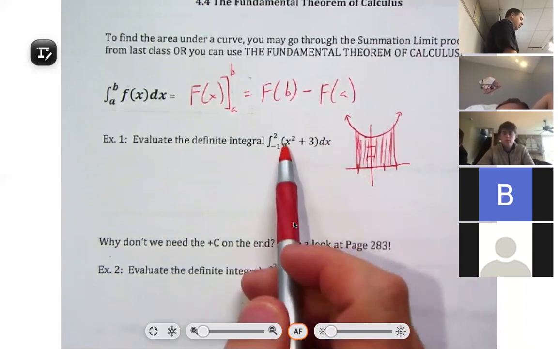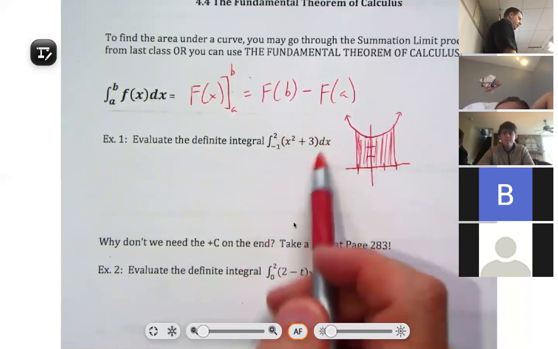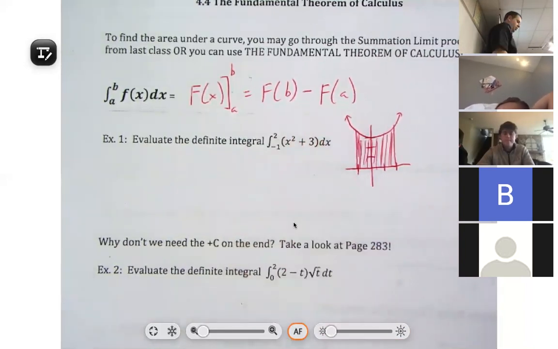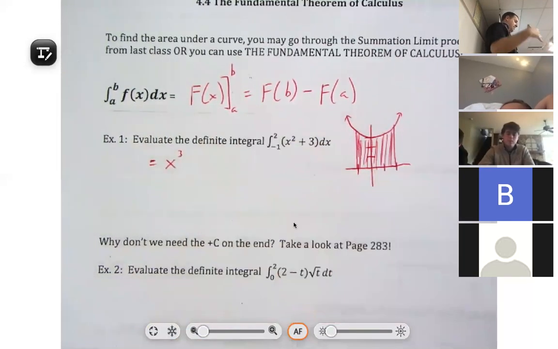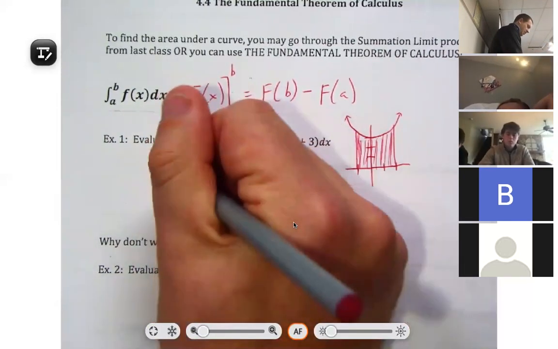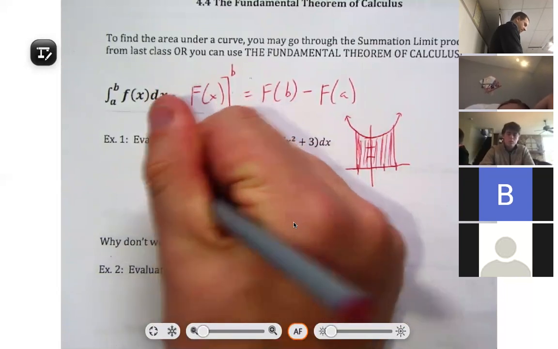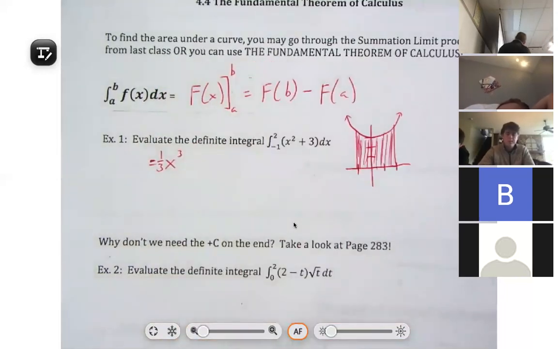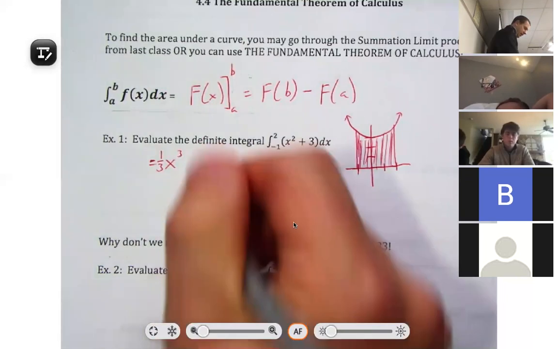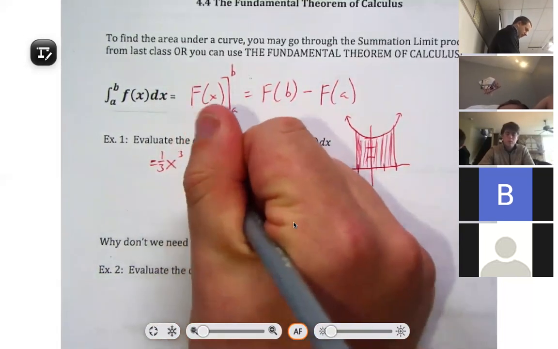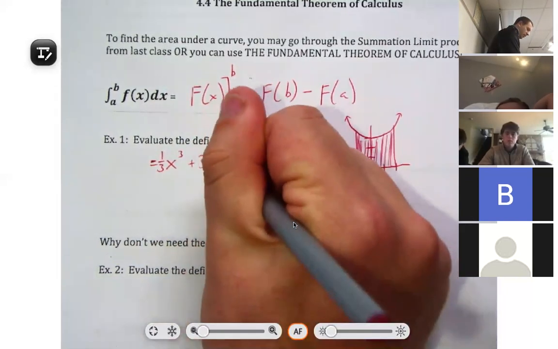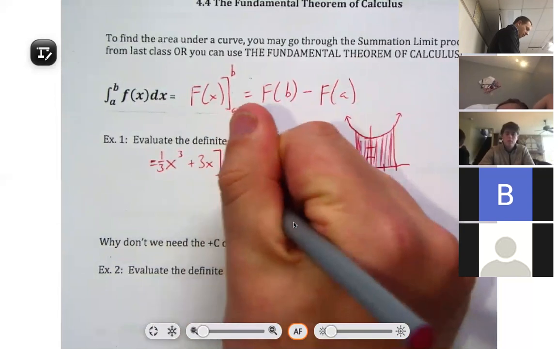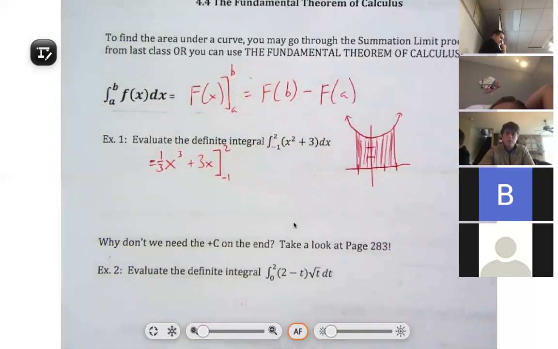The first thing we need to do is integrate x squared plus 3. We have to do our power rule. So we bump it up to x cubed and then divide by 3. So I'm going to write that as 1/3 x cubed. And then plus 3x. So that's the antiderivative. That's the integral. Then we're going to put a square bracket, and we're going to put -1 to 2 right here.